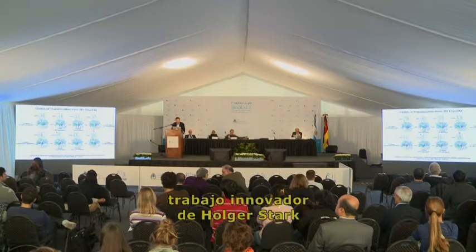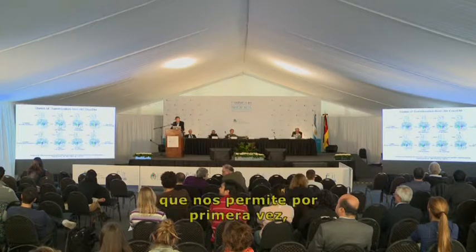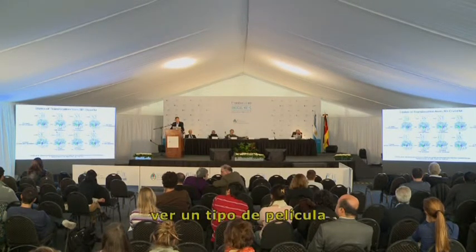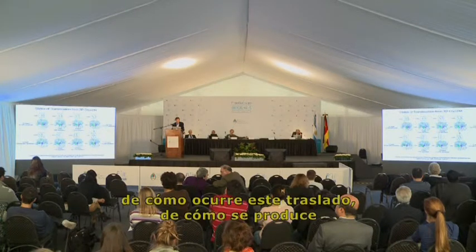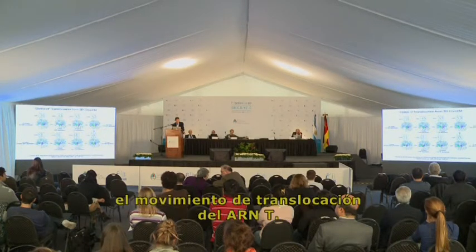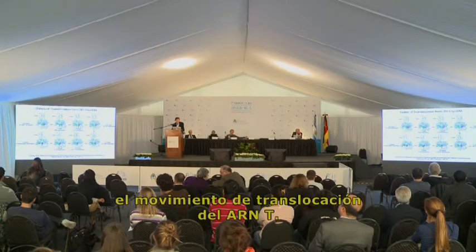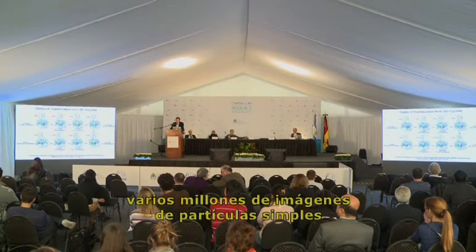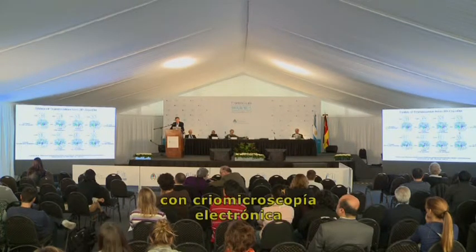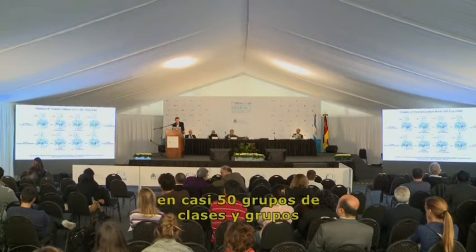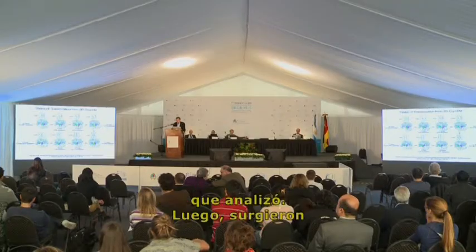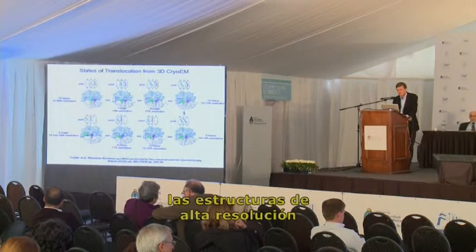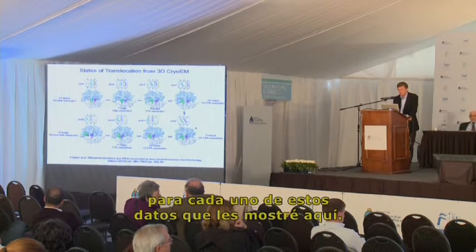Now this groundbreaking work of Holger Stark here enabled us now for the first time to see kind of a movie, how this traveling occurs, how the motion or the translocation of the tRNA occurs. He was able to sort several million single cryo-electron microscopy particle images into like 50 classes, group them together, average them together, and come up with quite remarkable resolution structures for each of these states here, which are shown here.